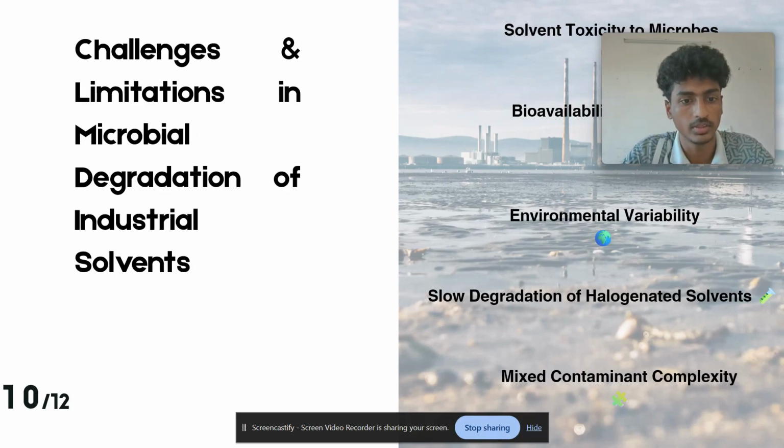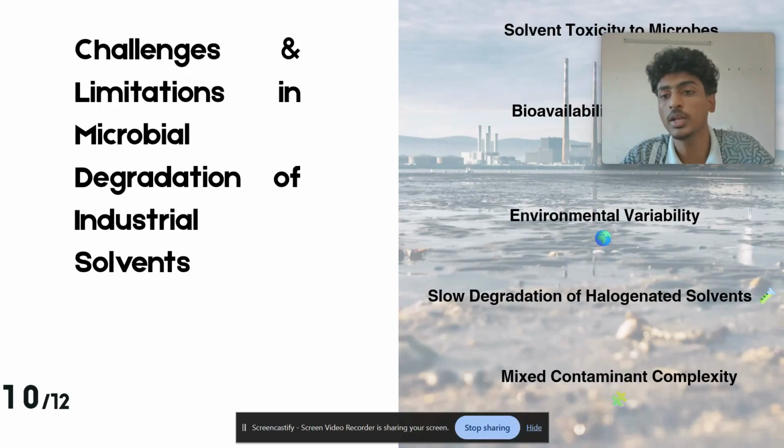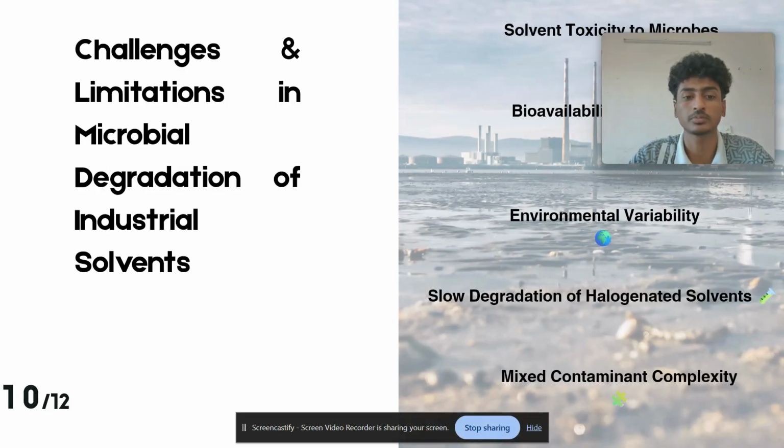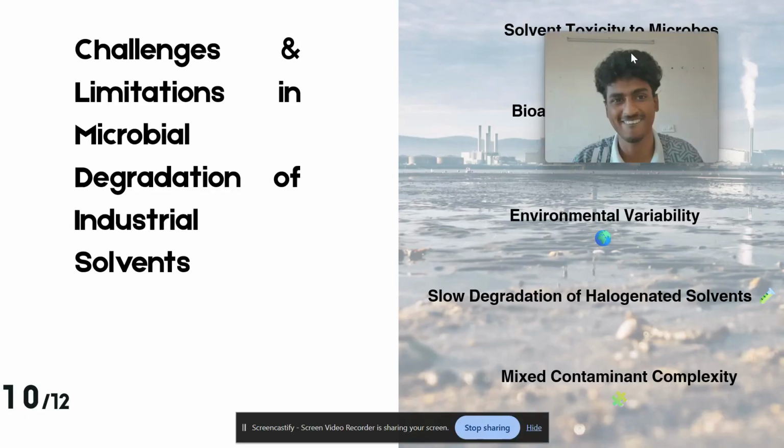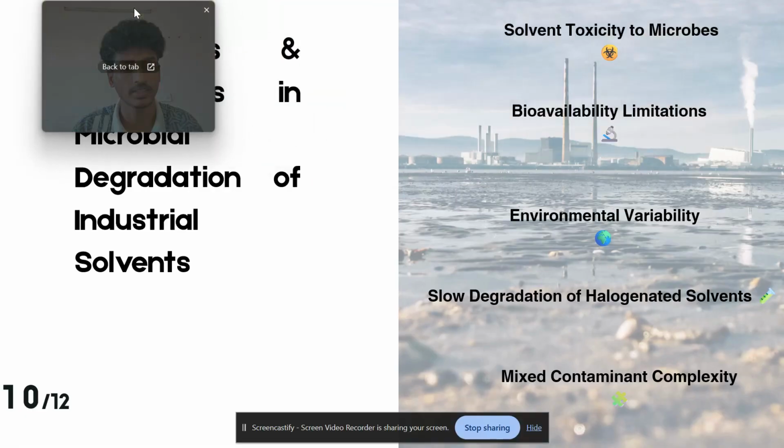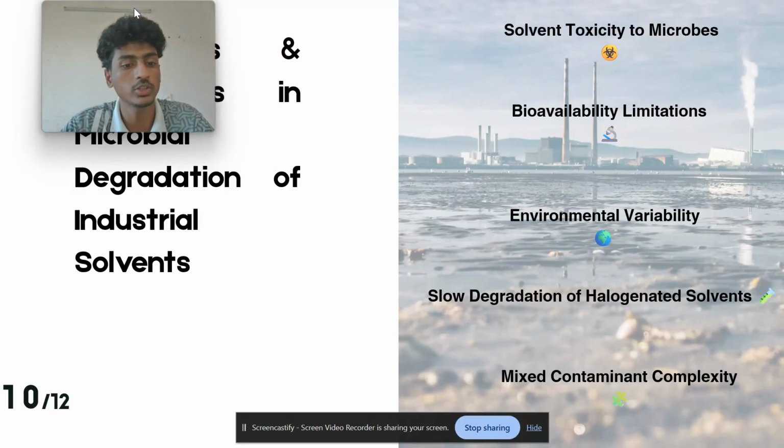This slow degradation of halogenated solvents can lead to accumulation of toxic intermediates like vinyl chloride. Then comes the limited bioavailability. Some solvents bind strongly to soil particles or evaporate quickly, reducing microbial access.